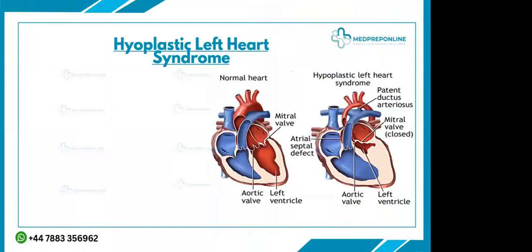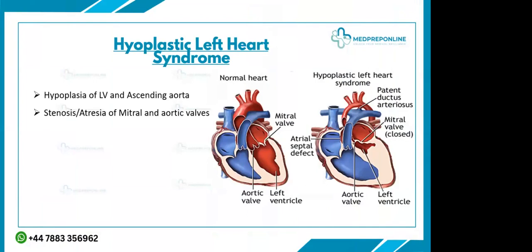So the last topic of our day is hypoplastic left heart syndrome. What is going to happen in hypoplastic left heart syndrome? There is going to be hypoplasia of the left side of the heart: hypoplasia of the left ventricle and the ascending aorta, along with stenosis or atresia of the mitral and aortic valves.